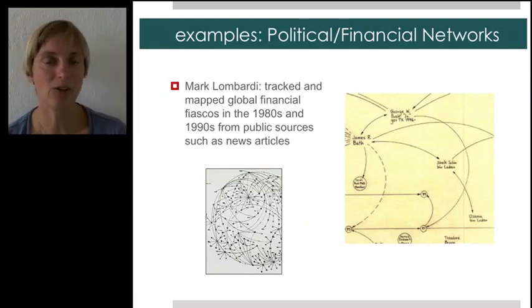These are hand-drawn networks made by the artist Mark Lombardi. He constructed them by poring over news articles in the 1980s and 1990s, making connections between political entities and different financial institutions and corporations. When you laid them out, you could see connections that might not otherwise be obvious just by reading the news articles one by one.